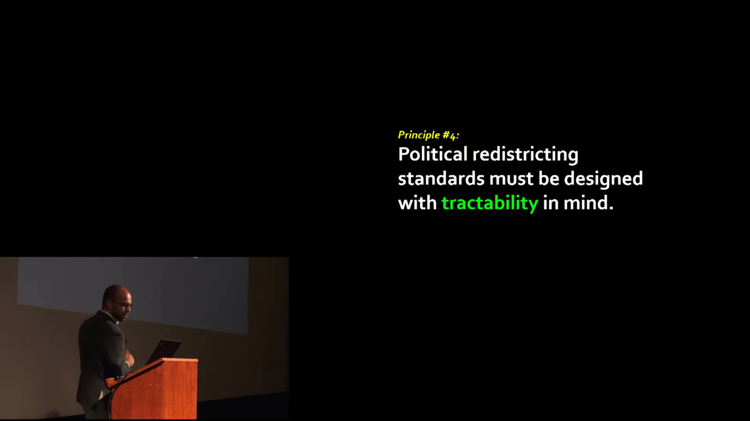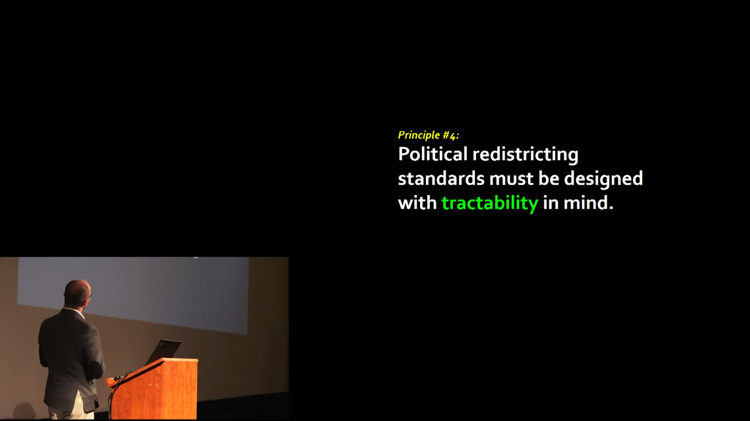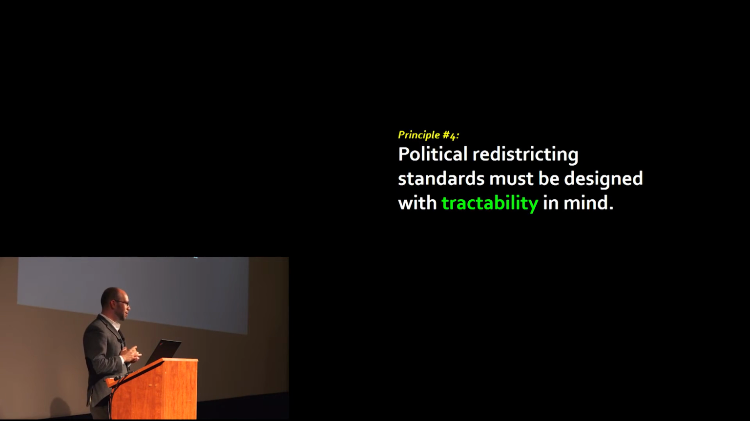So again, our principle here is that political redistricting standards must be designed with tractability in mind. Right? It's not enough to just say, hey, I'd like in every single case to get the best possible partition of the map. If we made a constitutional amendment that said that, it would be disastrous, right? Because it would put a lot on my plate as a theoretician to figure out how to do that.